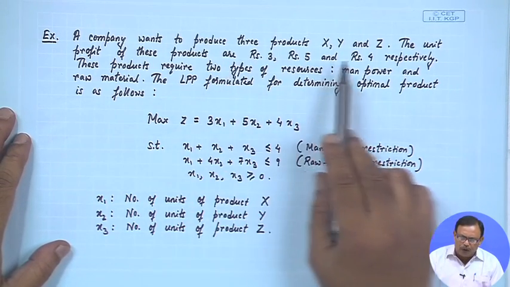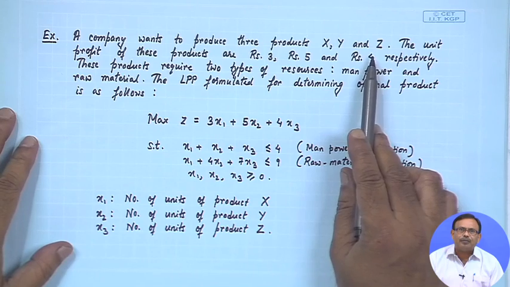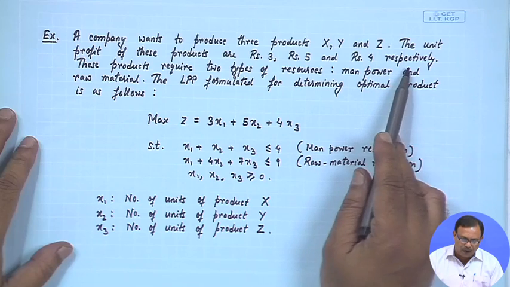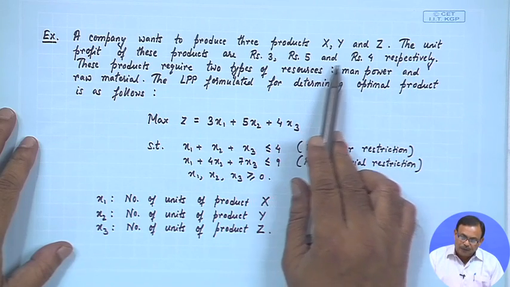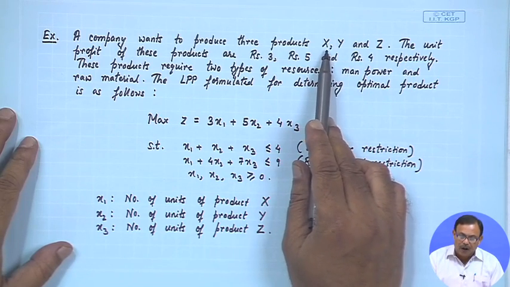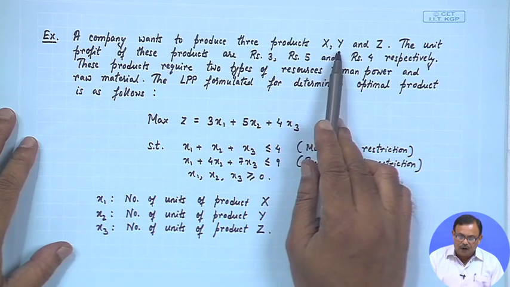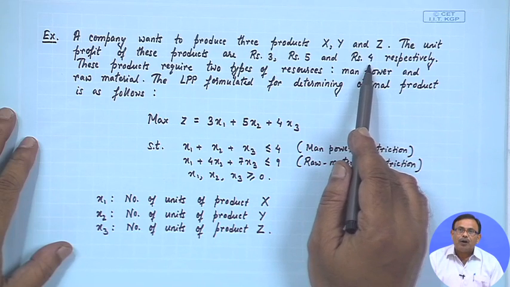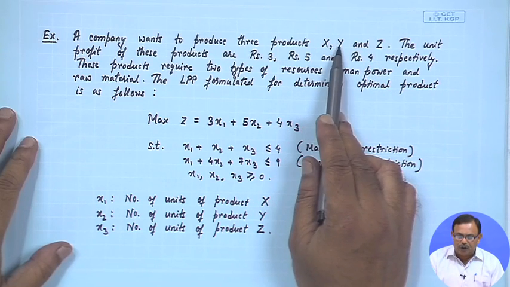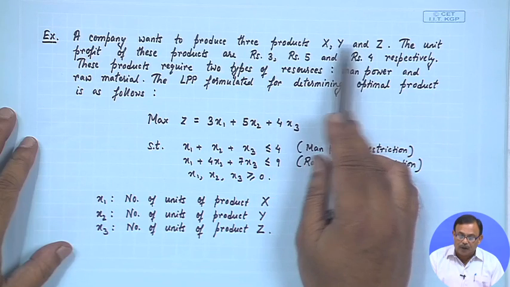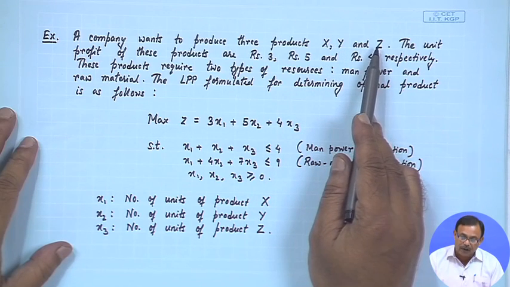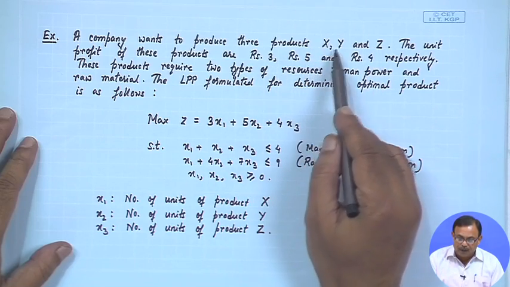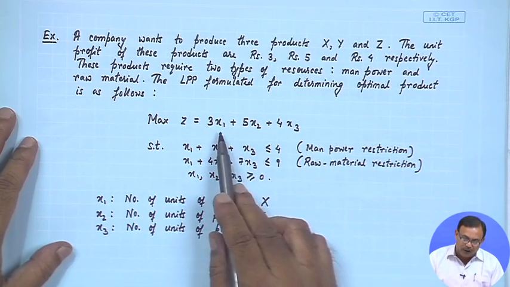A company wants to produce 3 products X, Y and Z. The unit profits of these products are rupees 3, rupees 5 and rupees 4 respectively. So, the unit profit of each product: for product X it is rupees 3, for product Y it is rupees 5 and for product Z it is rupees 4. So, basically I am producing 3 products and the quantities of the products are X, Y and Z respectively. So, my objective is to maximize 3x plus 5y plus 4z, or x1, x2, x3.